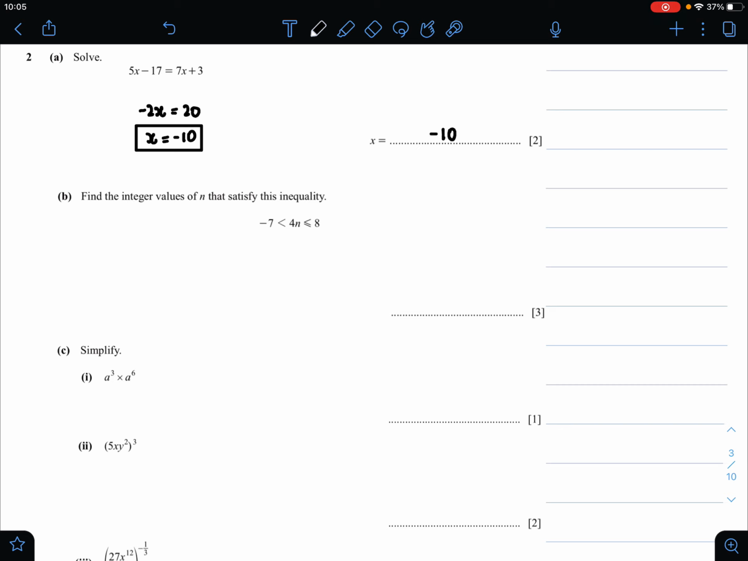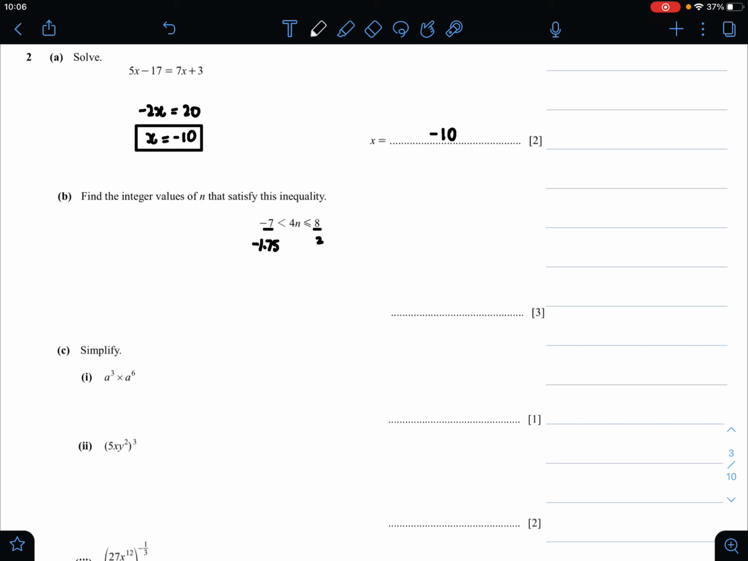For part B, they are asking us to find the integer values of n that satisfy this inequality. The variable is n in this case, therefore we have to divide both ends of the range by 4. So 8 divided by 4 would be 2, and negative 7 divided by 4 will be negative 1.75. So instead of negative 7 and 8, we take the range as negative 1.75 to 2.